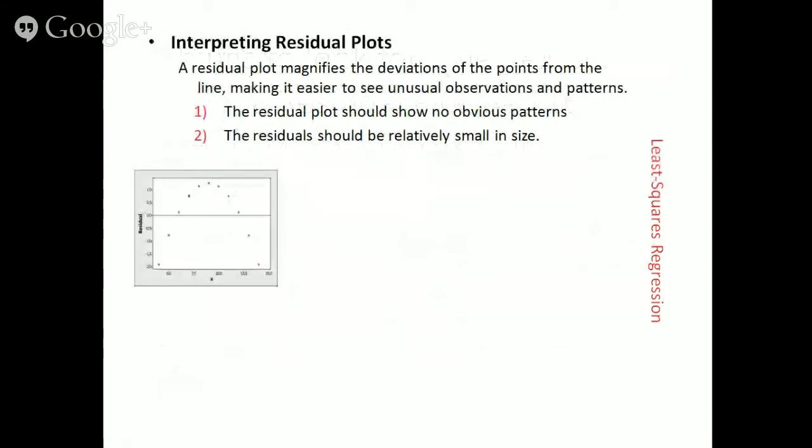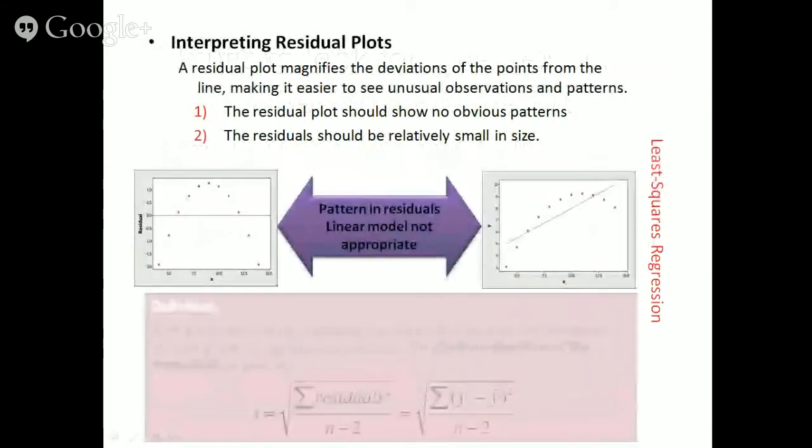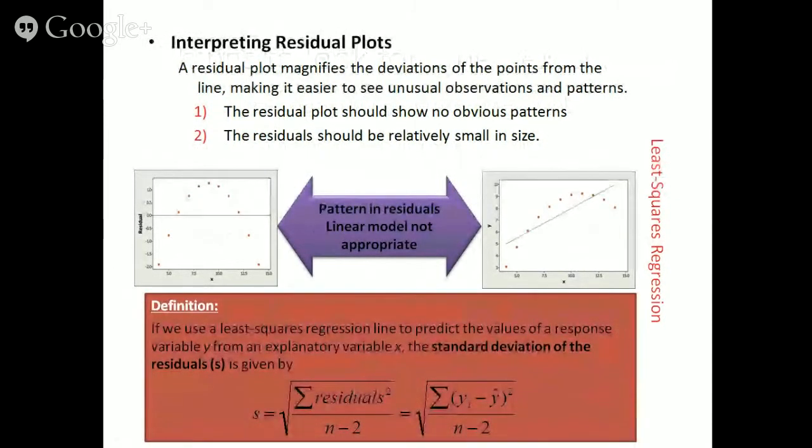So interpreting residual plots. A residual plot magnifies the deviations of the points from the line, making it easier to see unusual observations and patterns. So number one, the residual plot should show no obvious patterns. We talked about that, okay? This is no good. This shows us a pattern that tells us that the original line over here is not good, okay?